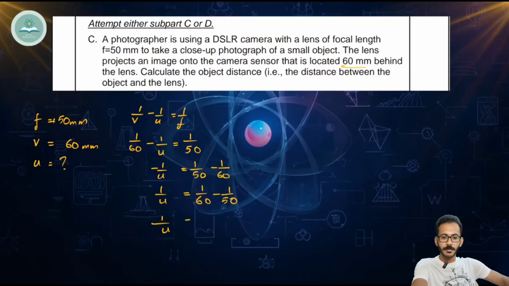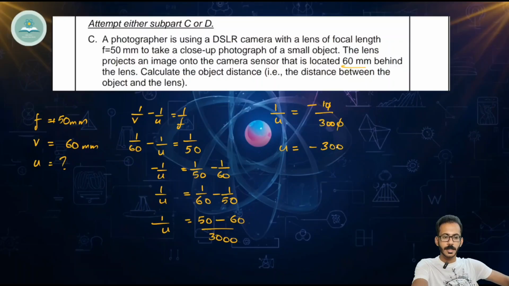So 1 by u is equal to 1 into 50 is 50 minus 1 into 60 is 60 divided by 5, 6 are 30. 2 more zeros are remaining there. So 1 by u is equal to 50 minus 60. We'll get minus 10. Minus 10 divided by 3000. 0 and 0 got cancelled. So now u is equal to, take the reciprocal, that is minus 300.